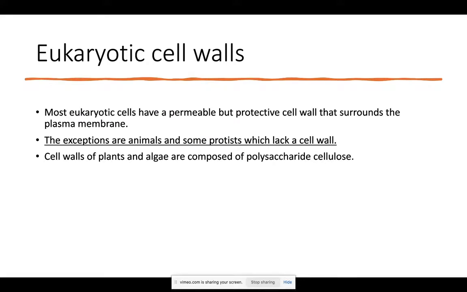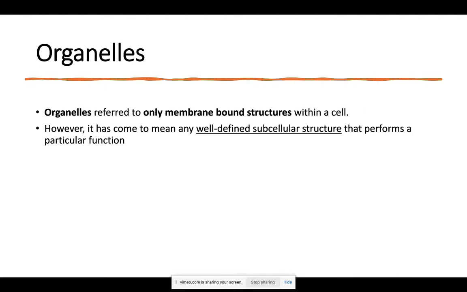Here, there are some exceptions, but for our purposes, I just want you to associate that eukaryotic cells typically have a cell wall. Organelles refer to only membrane-bound structures within a cell. It has come to mean any well-defined subcellular structure.